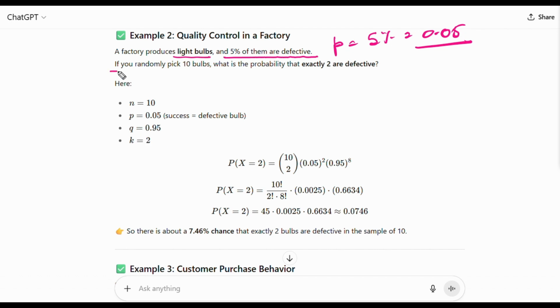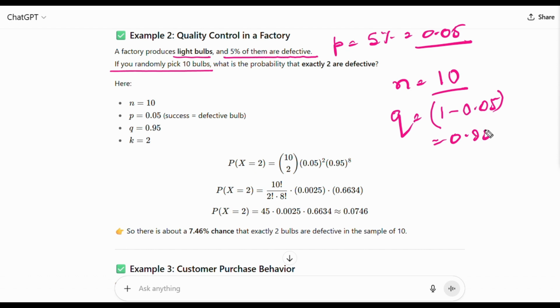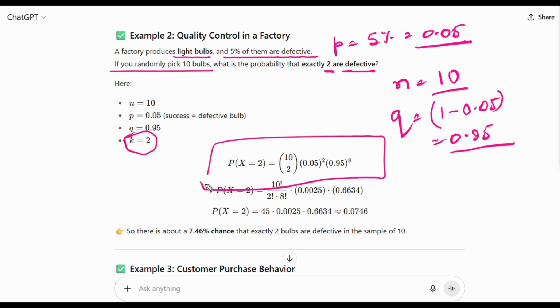Now if you randomly pick 10 bulbs, so total sample n is equal to 10, and q is the probability of getting non-defective items, that is 1 minus 0.05. This is equal to 0.95. So what is the probability that exactly 2 parts are defective? 2 parts are only defective, so k, we are assuming, is 2.